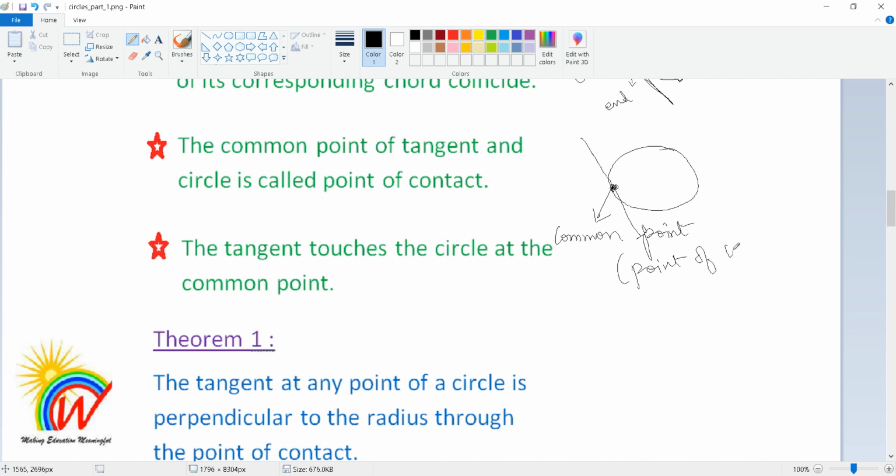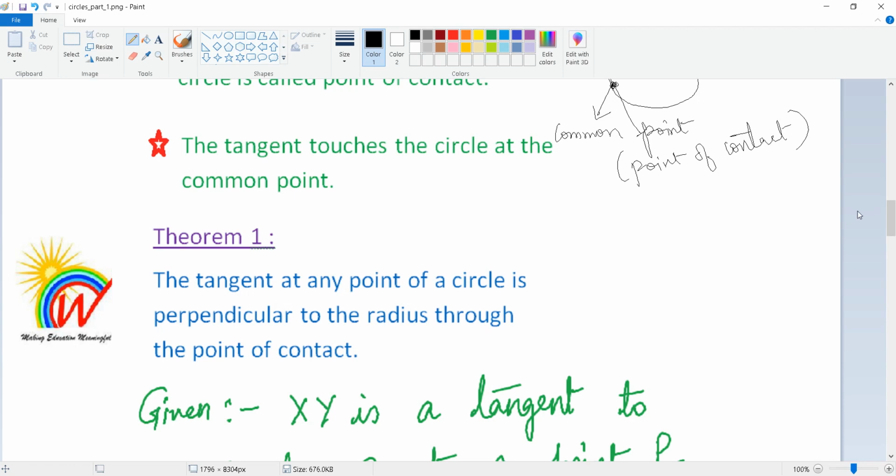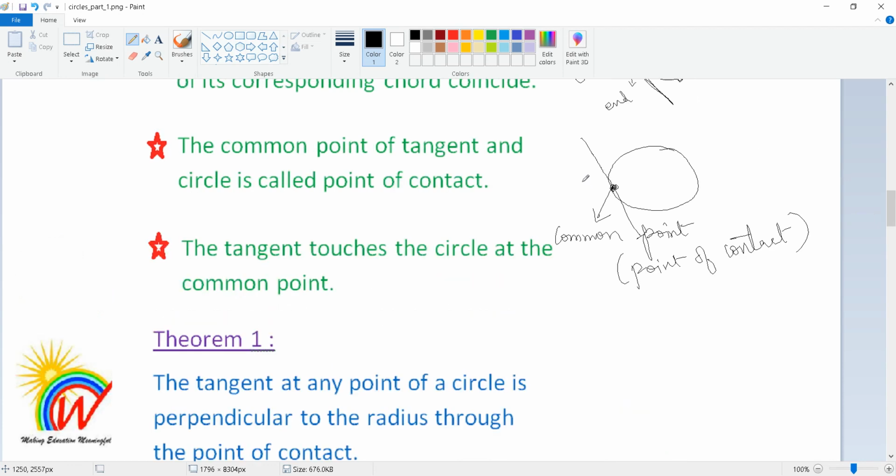Okay, all right, so now let's come to this one, the last point. The tangent touches the circle at the common point. So you all know this. See, this is the common point and the tangent is actually touching the circle at this particular point. Got it? So that's what they say. The tangent always touches the circle at a common point.